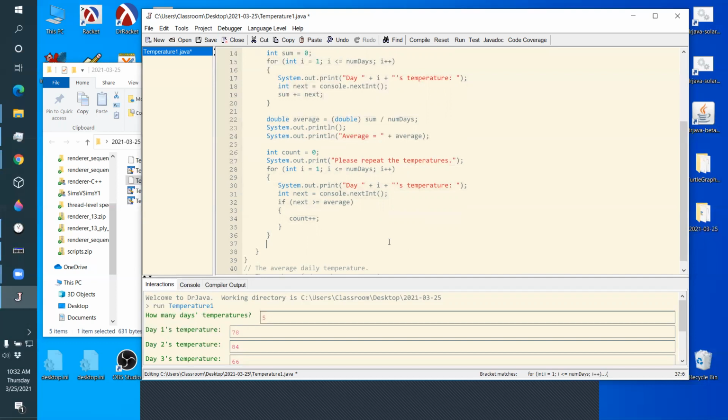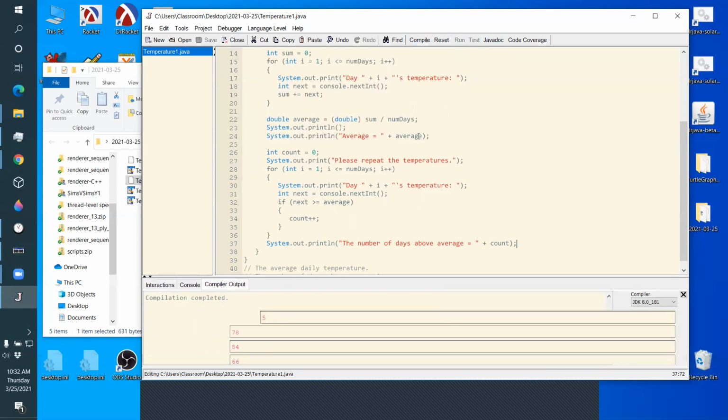I can print out the number of days above average equals count. So basically, I have to ask the user to give me the data again. That's one way to do it. If the user's got the data in front of them, they can just repeat it for me. Okay, so make sure I wrote this right, compile it.